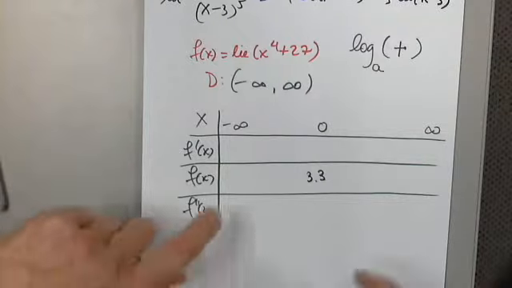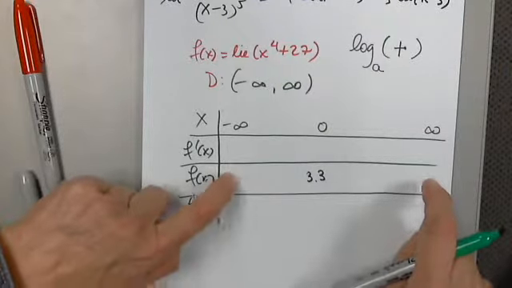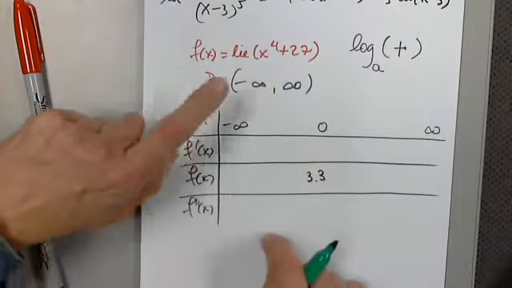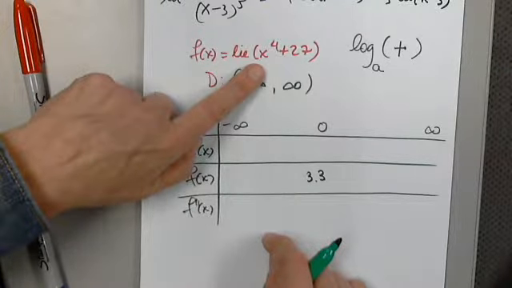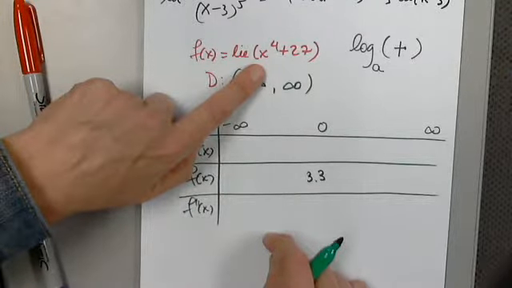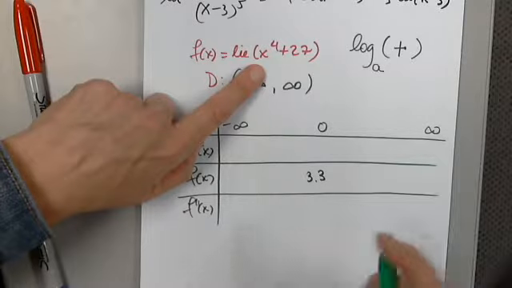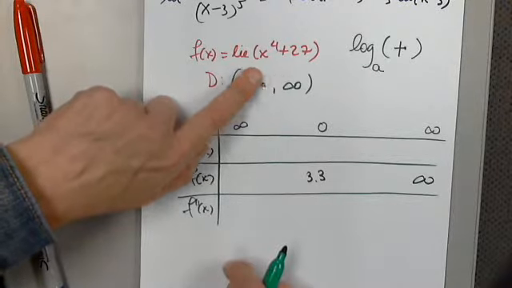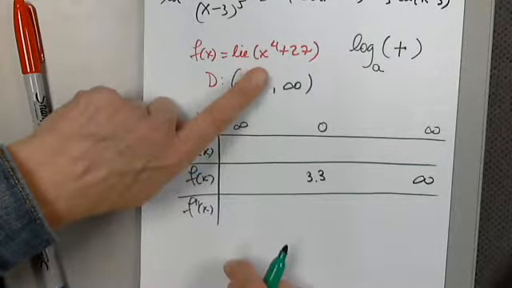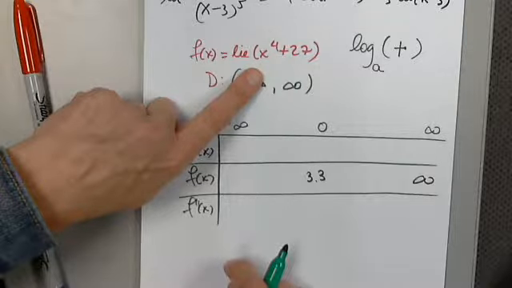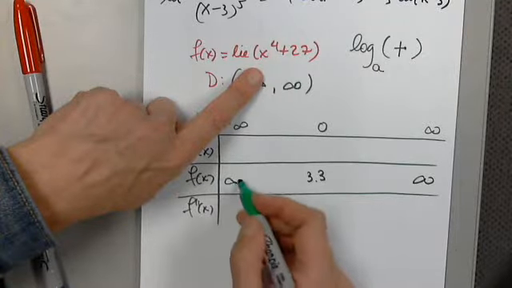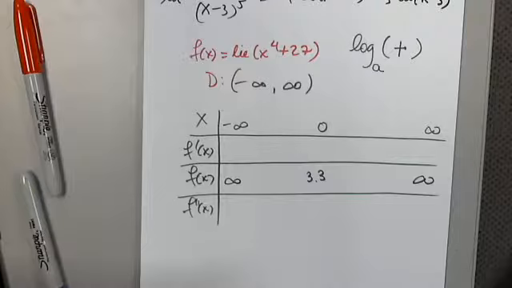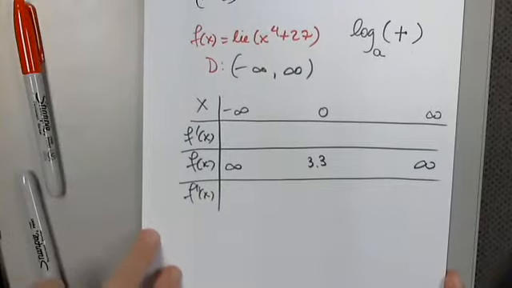Good. Now let's find the limits. The limit of natural log when x approaches infinity. Very good. The limit of natural log when x approaches negative infinity. That's it, because negative infinity to the fourth power is still infinity, and natural log of infinity is still infinity. Are you okay so far? Ready for the first derivative?